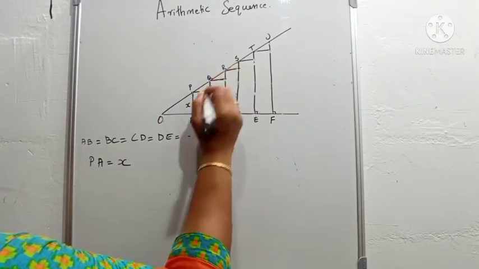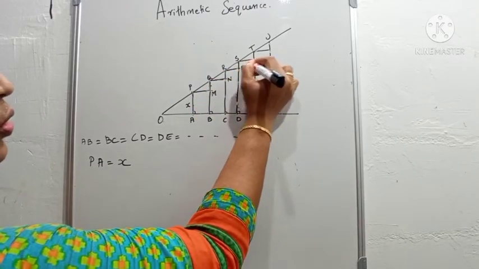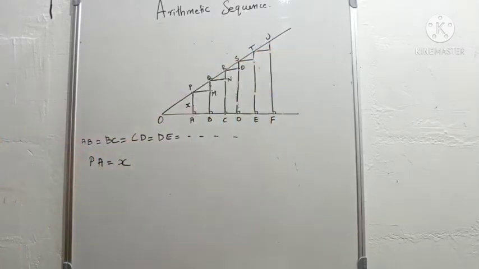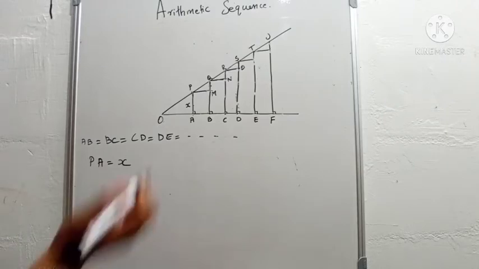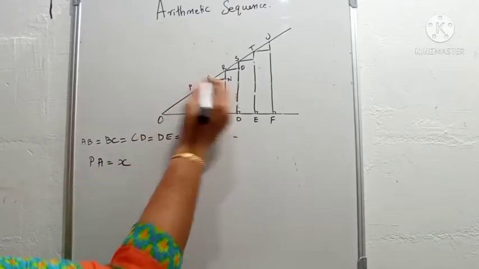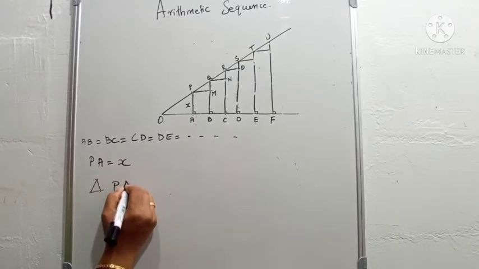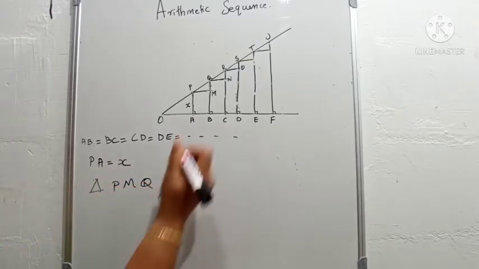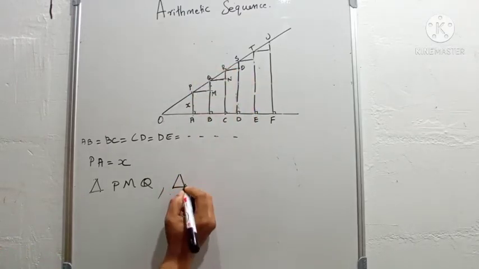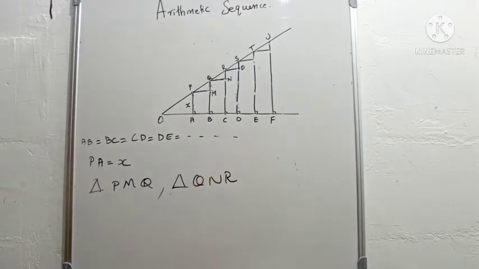Yes, first I am going to name these points M, N, O, P, not O, M and O, that's enough. Okay, so first consider this triangle PMQ. And next triangle QNR. So, first consider two triangles PMQ and QNR.